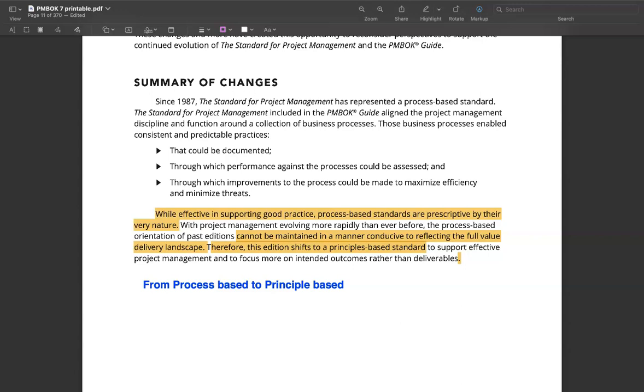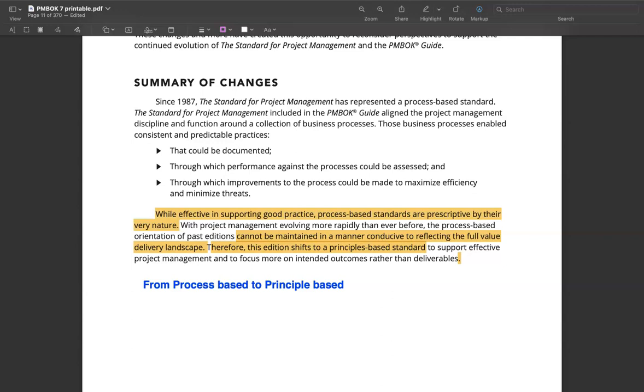Some people like the principle-based approach. I think broadly most people like the principle-based approach, but at the same time there are some people in the community who have used the sixth edition as a reference book for a lot of their projects, and there's a lot of good information there, and they feel that PMI has diminished the quality, or the overall standard of the PMBOK with the PMBOK 7th edition. So when you read the book, you can make your own judgment.